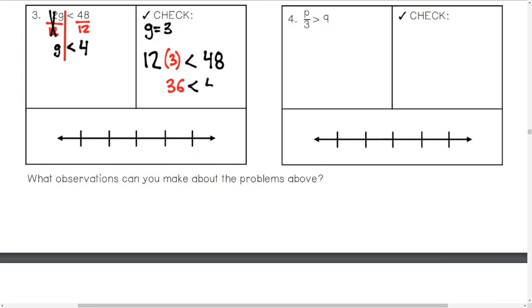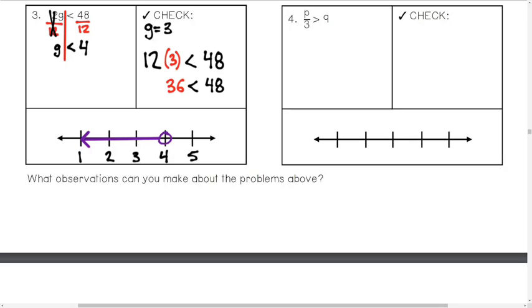12 times 3 is 36, and 36 is less than 48. So I know that numbers less than 4 do work. So I can go ahead and draw my graph now. It's an open circle at 4, and all the numbers that are less than that, so the arrow's to the left.